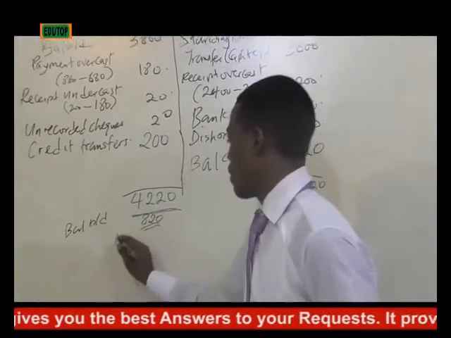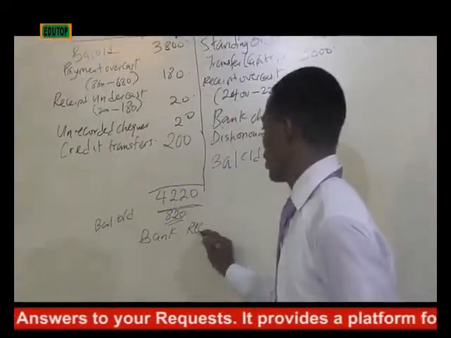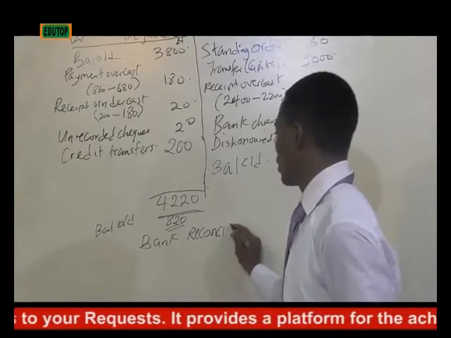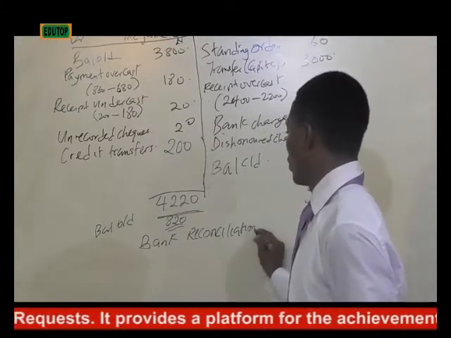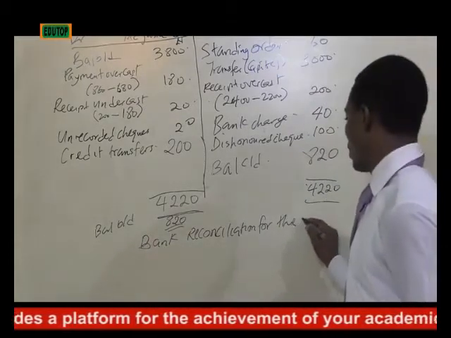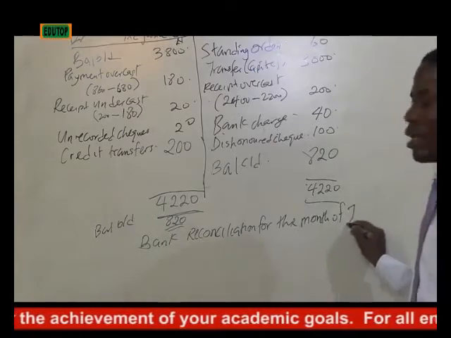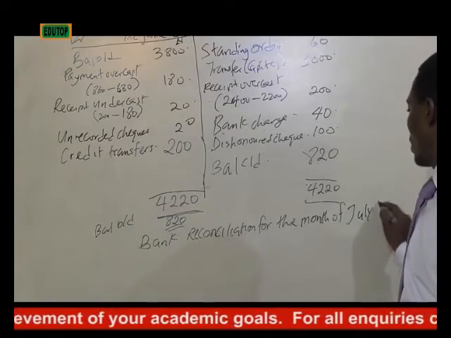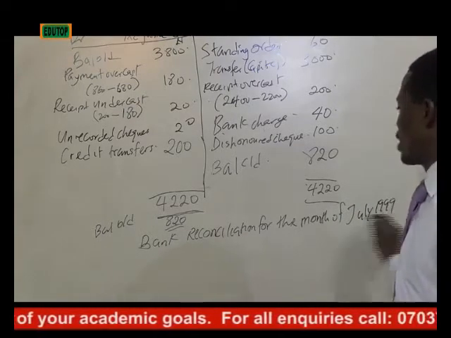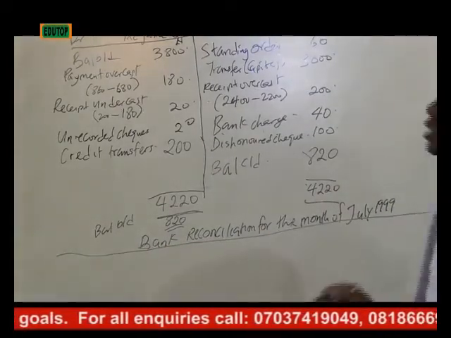So this is a bank reconciliation statement for the month of July 1999. So this is the bank reconciliation statement.